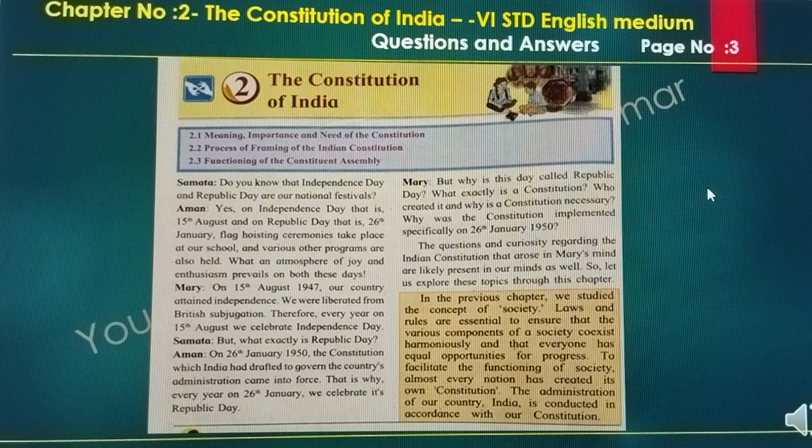In the previous chapters, we studied the concept of society. Laws and rules are essential to ensure that the various components of society coexist harmoniously and that everyone has equal opportunities for progress. To facilitate the functioning of society, almost every nation has created its own constitution. The administration of India is conducted in accordance with our Constitution.